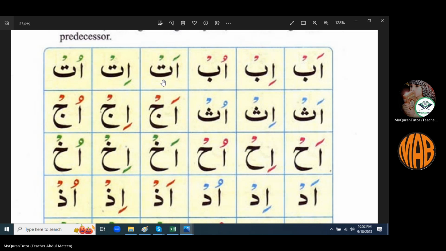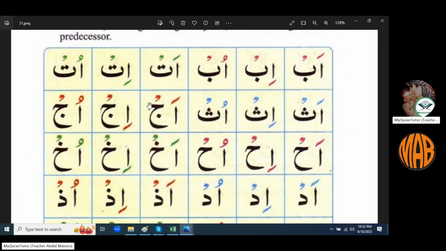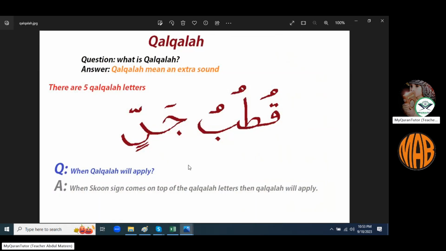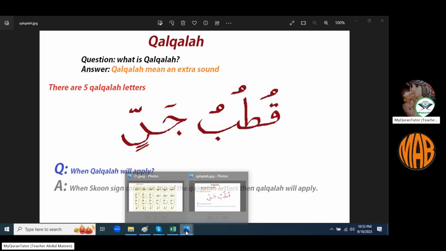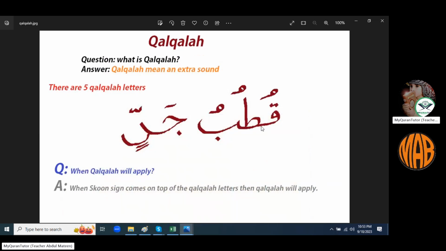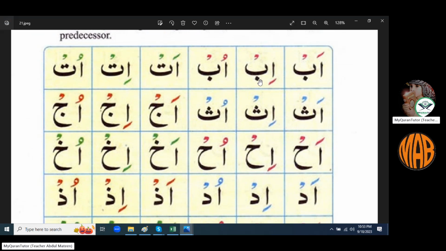Do you understand? Because this is not a qalqala letter. When you memorize these qalqala letters, then you will understand about this. First, you have to memorize. Before practicing on this page, you must memorize this one, kutubu jaddin: qaf, ta, ba, jim, dal. You must know about these letters, because when you know them, then you will understand where you will do qalqala and where you cannot do qalqala.